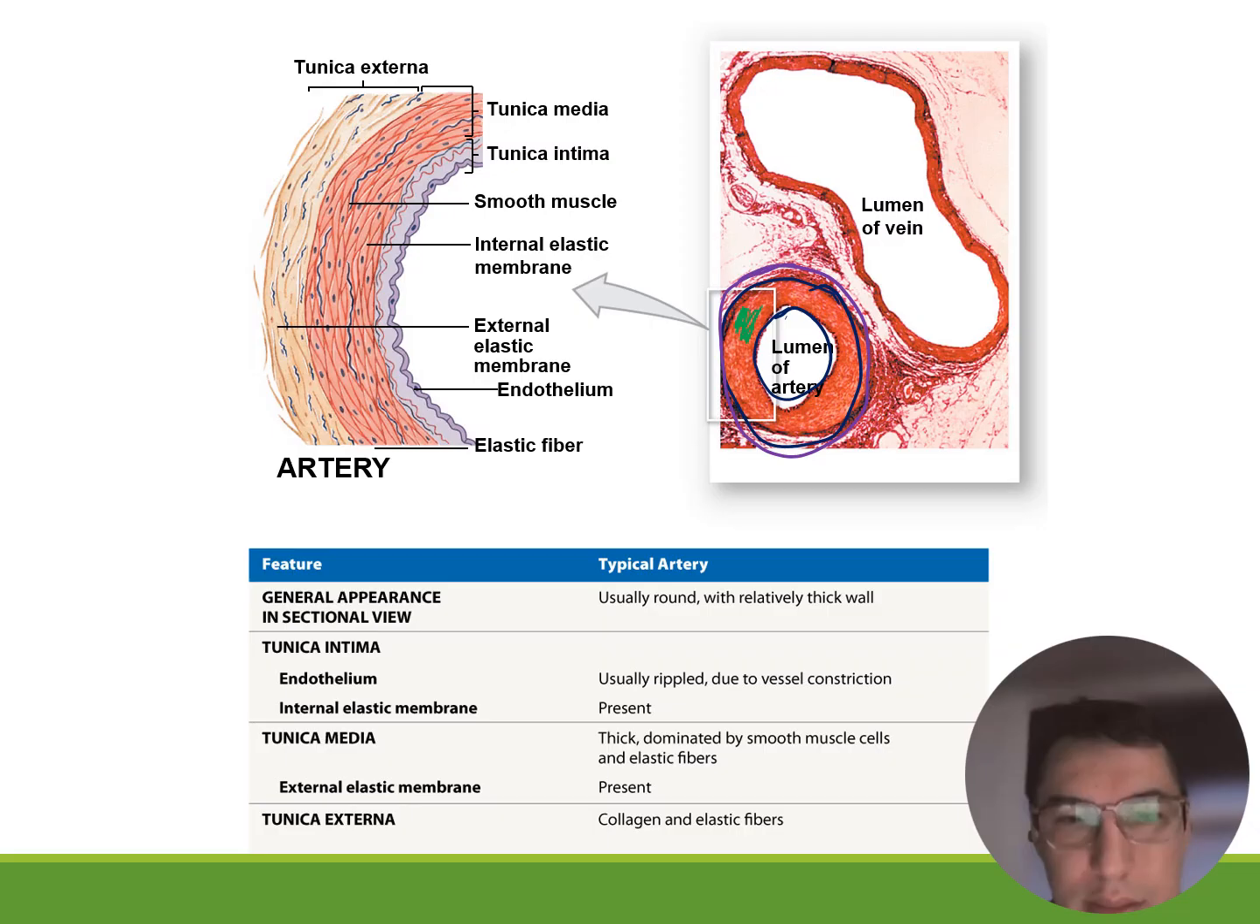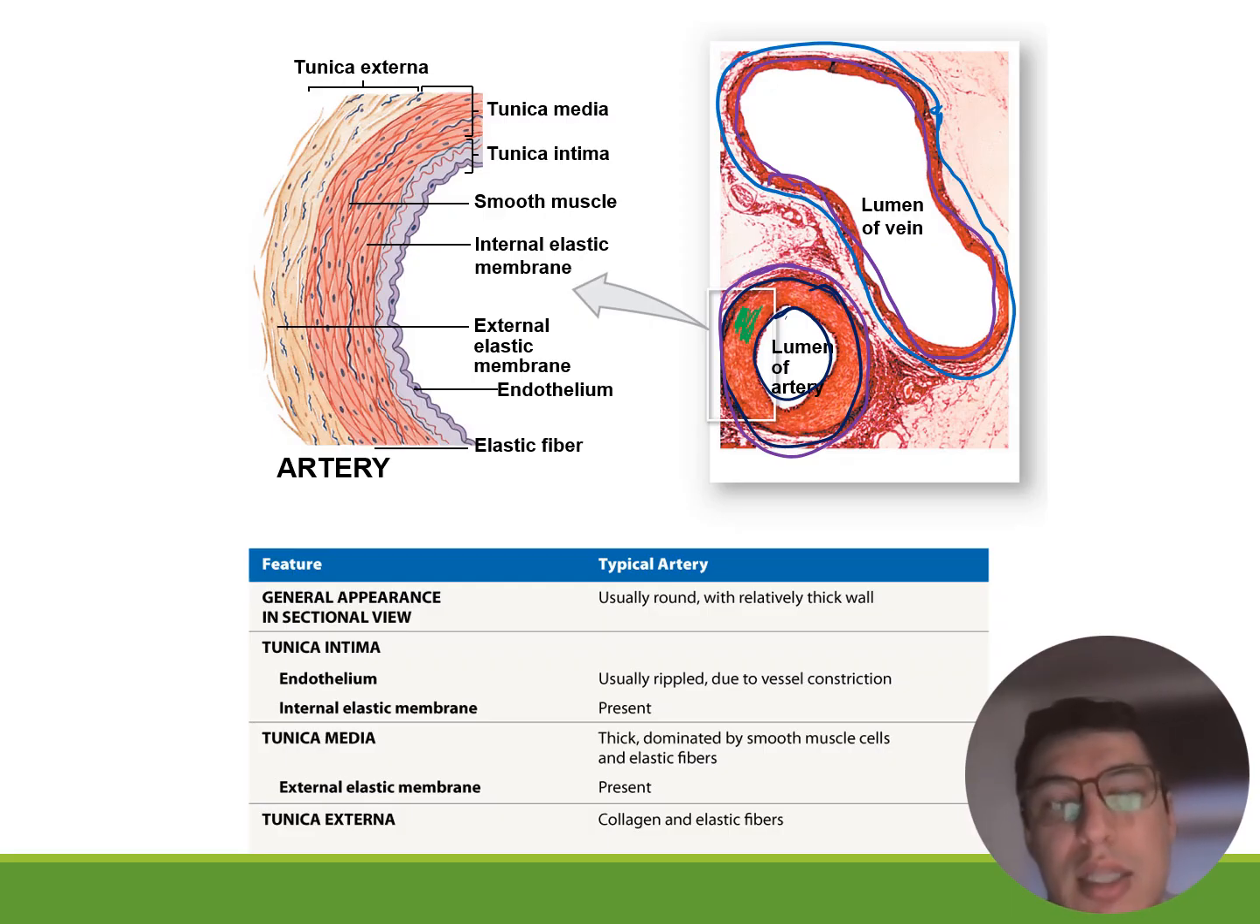Comparing that to veins, you can see that they don't have as much of that tunica media. They have a thin tunica media as opposed to arteries. They don't have the elastic membranes either. However, the tunica externa is a lot thicker compared to their tunica media. It's not to say that the tunica externa is thicker than it is compared to the tunica media of arteries. We're comparing it to itself, all right?